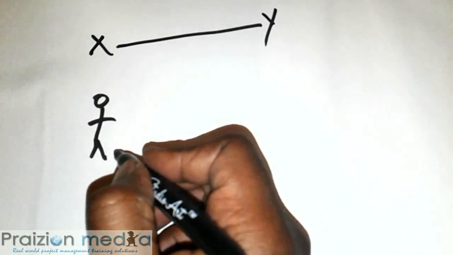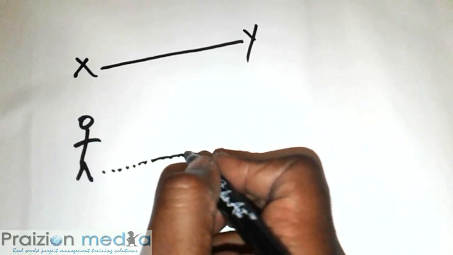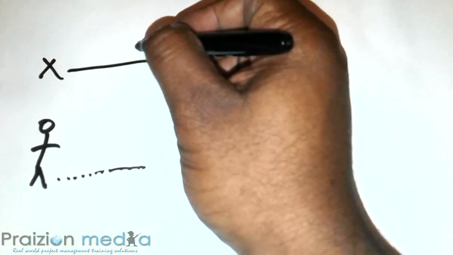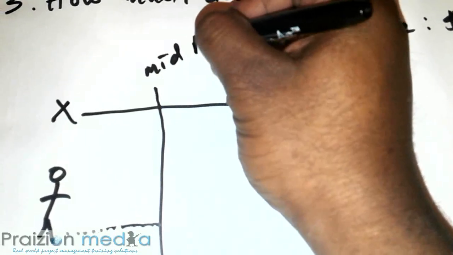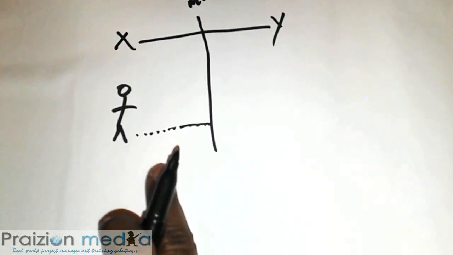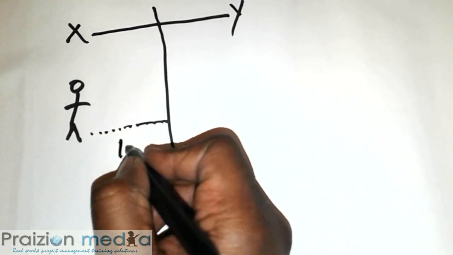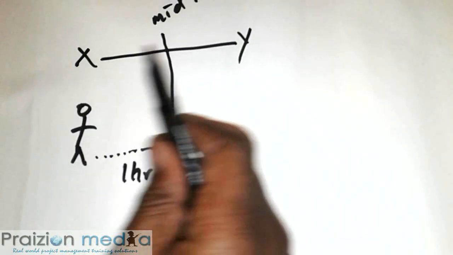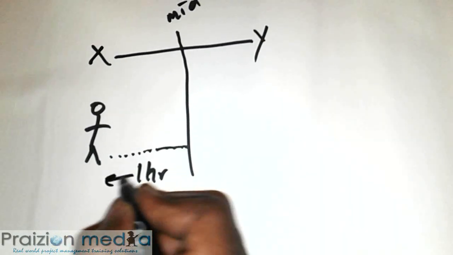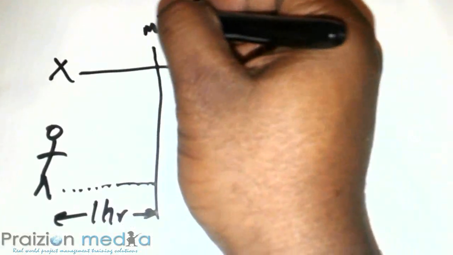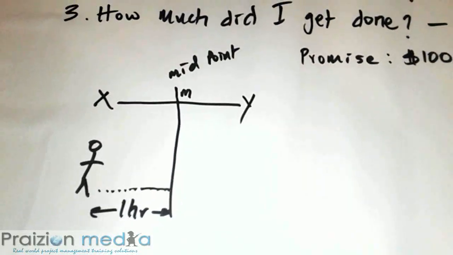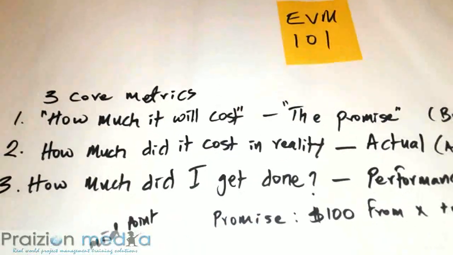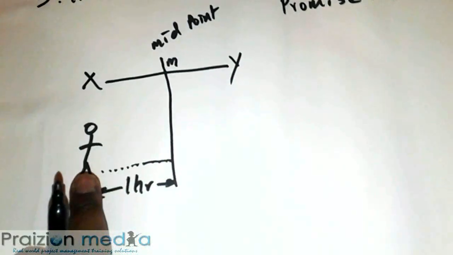So Phil starts off his journey. Unfortunately, in 1 hour, he's exactly at the midpoint. So in the passage of time, instead of Phil going from X to Y, he was only able to go from X to midpoint M. He was only able to get to point M in 1 hour. This is where we need to look at the other two aspects. How much did it cost in reality for Phil to go from X to M?